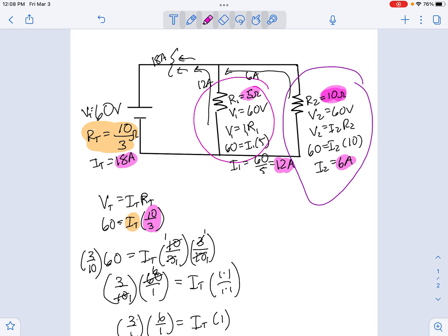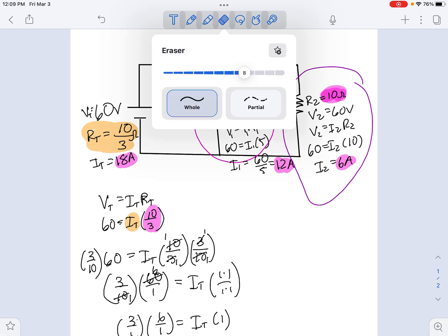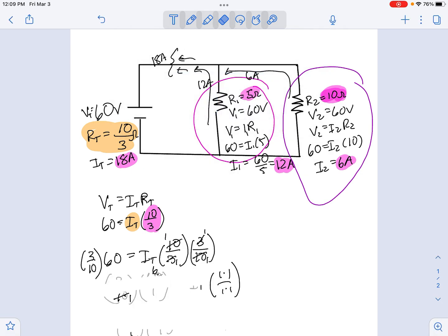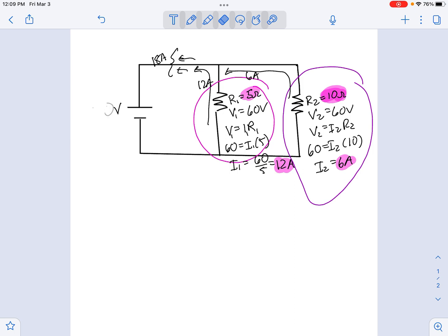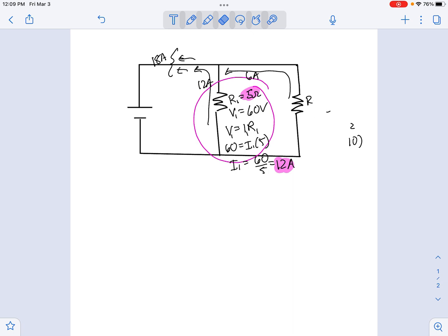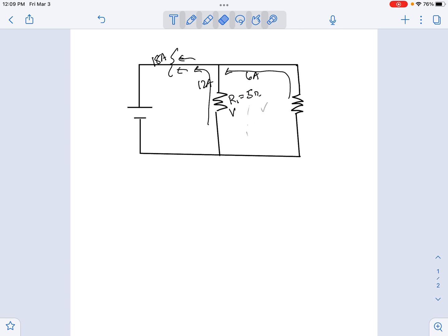Okay, so now I'm going to erase a lot of this and I'm going to give you a practice problem. So I'm going to make this a little bigger and just erase this. Sorry, this is taking so long. You can speed this up if you want.